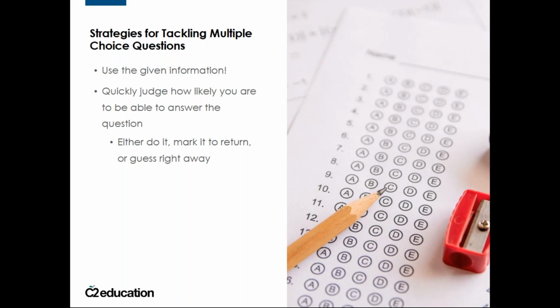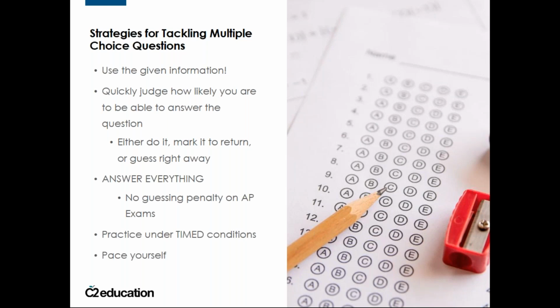But if you think you can do it right away. Or if you're just like, look, I have no shot on this, I don't have any idea, guess as fast as possible. Move on. Do not waste time on it. Just get through it. Now, because there's no guessing penalty, answer everything. But when you practice for these, timing is an issue.